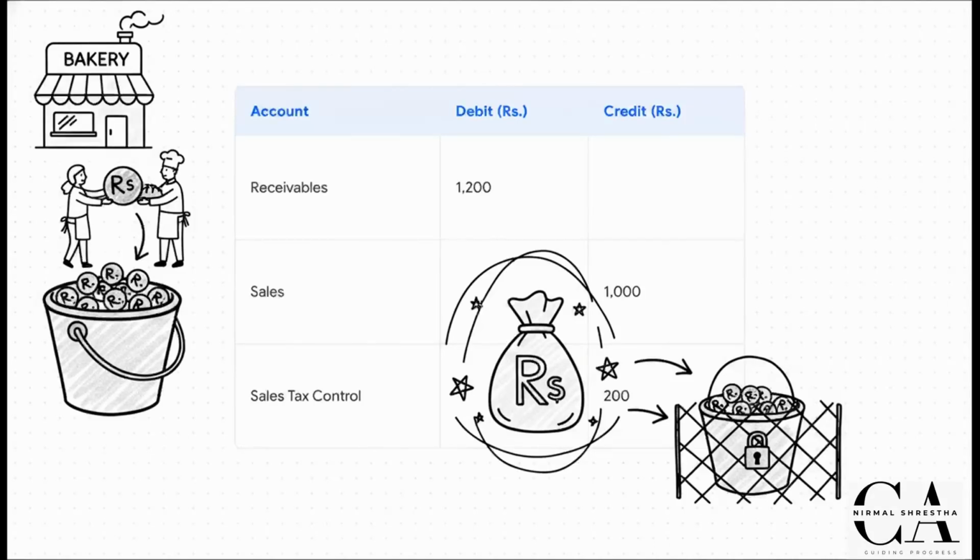If our bakery makes a 1,000 rupee sale and there's a 20% sales tax, we don't just record $1,000. The customer actually owes us 1,200 total, so our receivables get a debit of 1,200. But over on the credit side, we split it up. We record the 1,000 in actual keep the lights on business revenue under sales, and that extra 200, we put straight into a sales tax control account. That 200 is totally fenced off. It's an active liability sitting right there in the ledger, just waiting to be paid out to the government.